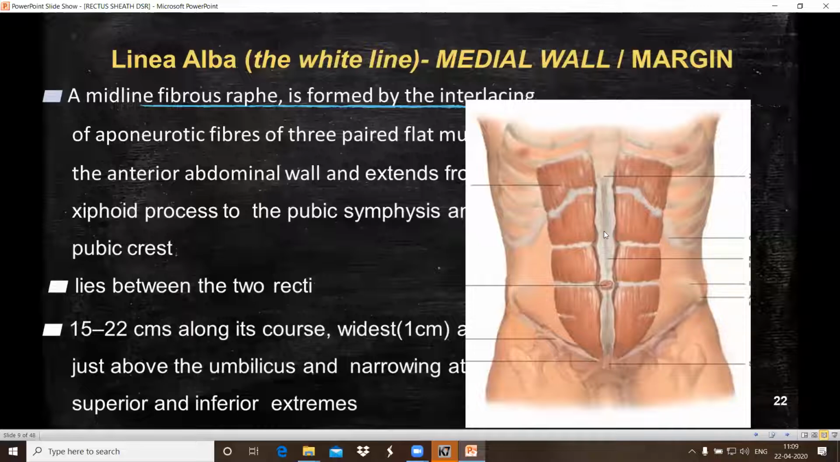So again, I am repeating the linea alba. It is a midline fibrous raphe which extends from the xiphoid process to the pubic symphysis. Above the umbilicus, it is wider; below the umbilicus, it is narrow. It measures about 15 to 22 centimeters. It is formed by the interlacing of the three aponeurotic layers of the anterior abdominal wall. It is avascular, there are no muscular attachments, and no nerve passes here. That's why, especially above the umbilicus, it is used for emergency abdominal surgeries.